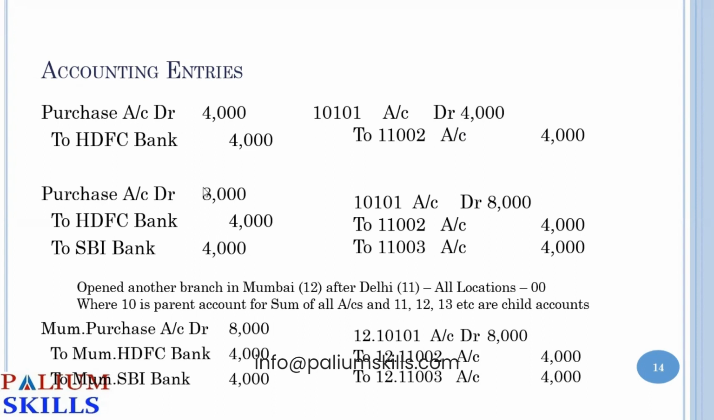Very good. Now the company is growing, so they open another account with State Bank of India. They purchase some more items, so now it is 8,000. So they decide, okay, 4,000 will be paid from the HDFC Bank account, 4,000 from the SBI Bank account. So 10101 account debit 8,000 to 11002 account 4,000, 11003 account 4,000. So 4,000, 4,000 becomes 8,000. Clear?